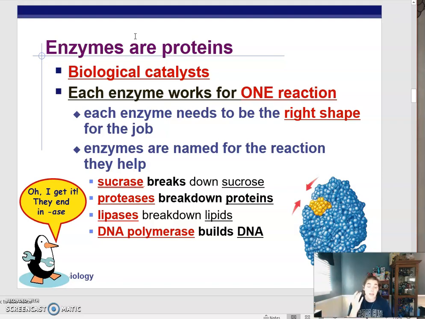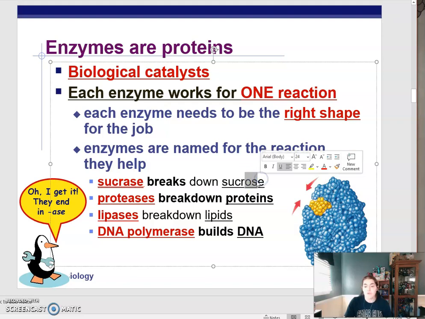So if you have the enzyme sucrase, it breaks down sucrose, which is a sugar. If you have protease, it breaks down a protein. If you have a lipase, it breaks down a lipid. If you have DNA polymerase, it builds DNA. Notice they all end in ase, just like almost every sugar ends in ose, right? Glucose, sucrose, fructose. Ase is an enzyme. Things that end in that ase sound are often enzymes.